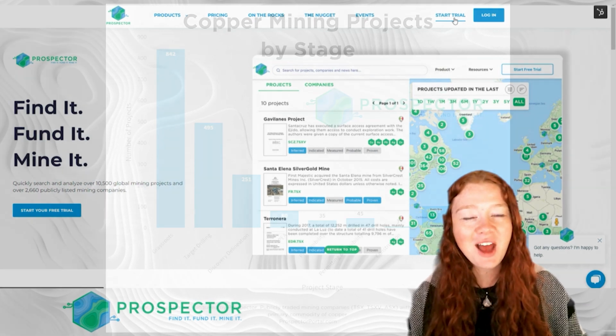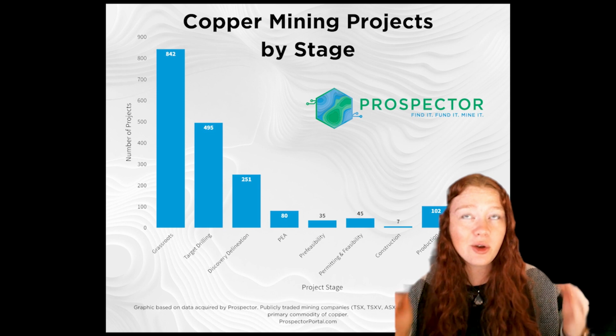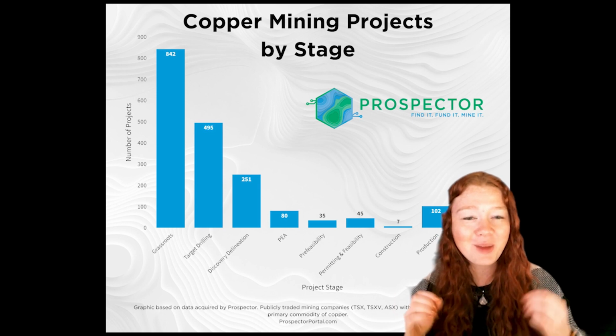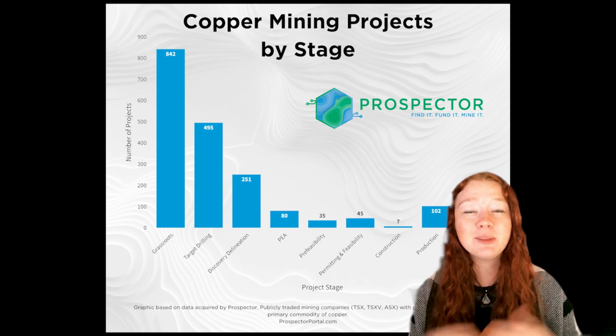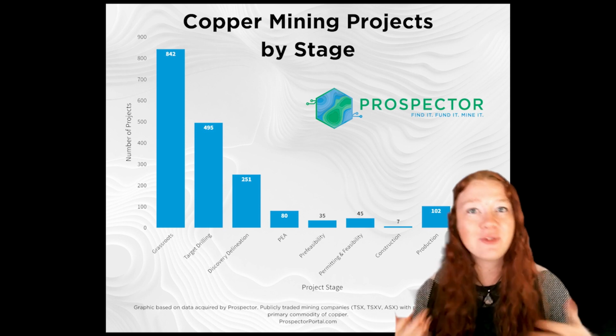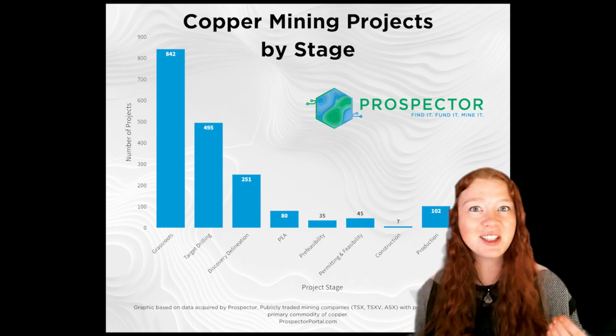So for this example today, I'm going to show you how I created this graphic. This is the global number of copper mining projects by project stage based on Prospector data, which is publicly disclosed data on different stock exchanges. This does not include private companies. So let's get started.